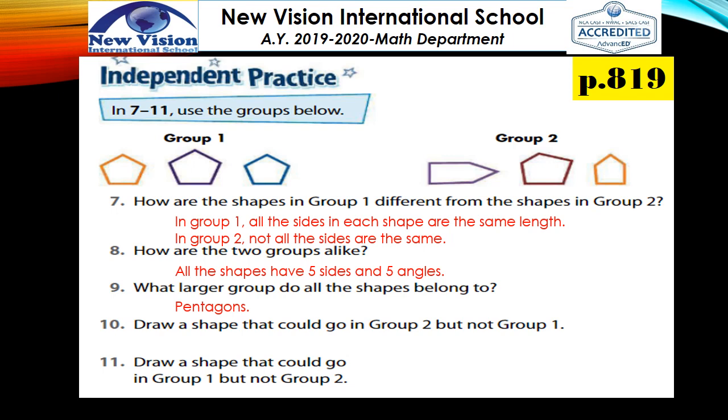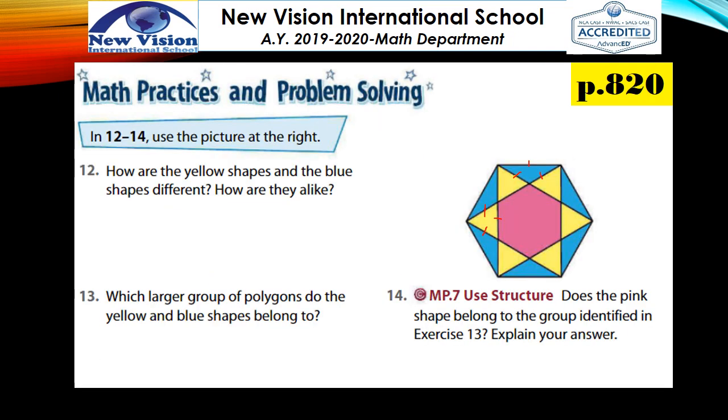Number 10, draw a shape that could go in group 2 but not group 1. In group 2, the sides don't have the same length and they have 5 sides. This is the shape. Next, number 11, draw a shape that could go in group 1 but not group 2. In group 1, they all have the same length of sides. Very good.